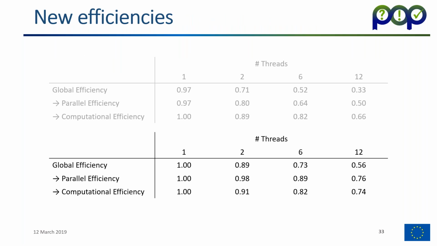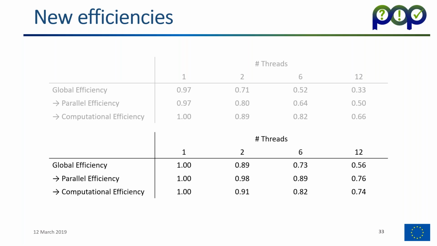The top table here that's grayed out but hopefully still visible shows the metrics from the initial run of the code that I talked about at the beginning of the presentation. And at the bottom, in darker, are the metrics for the code after the changes I've just talked about in the preceding 3 slides have been made. And you can see the efficiencies are very much higher.